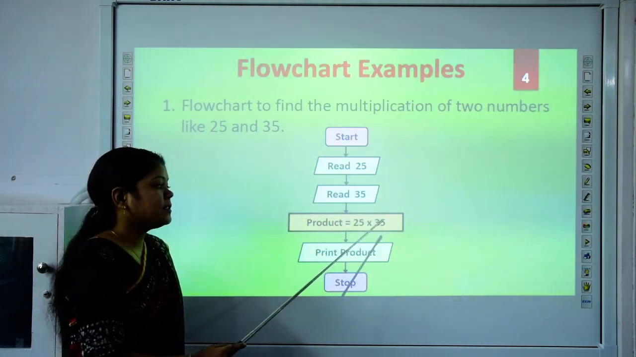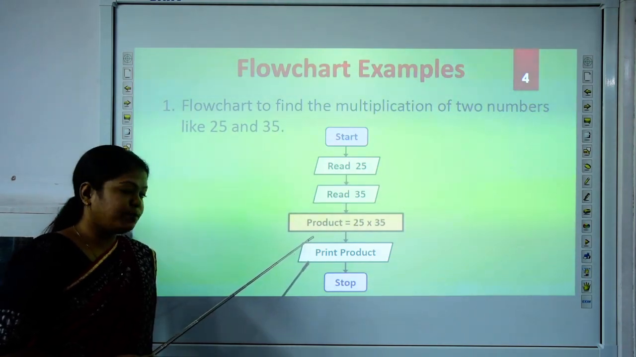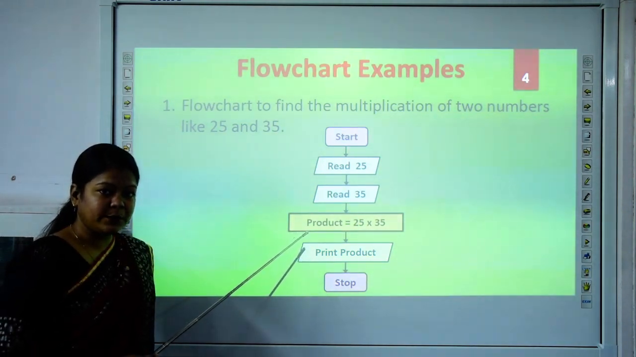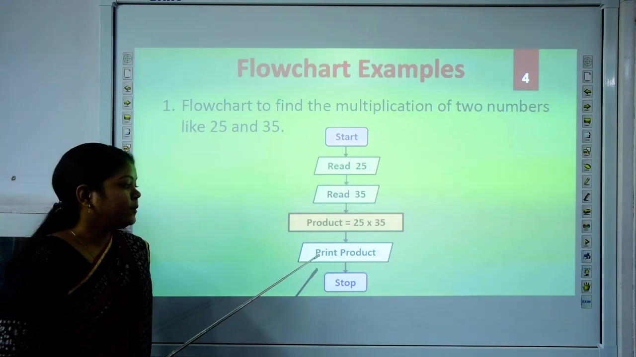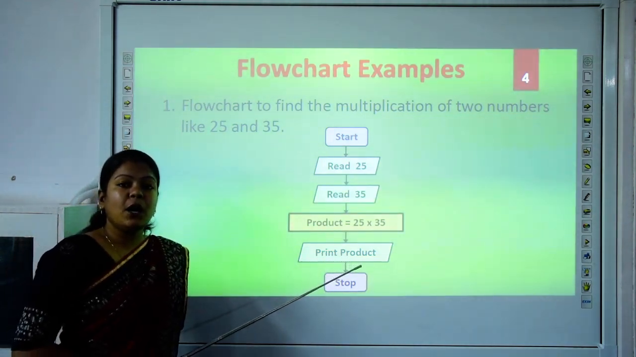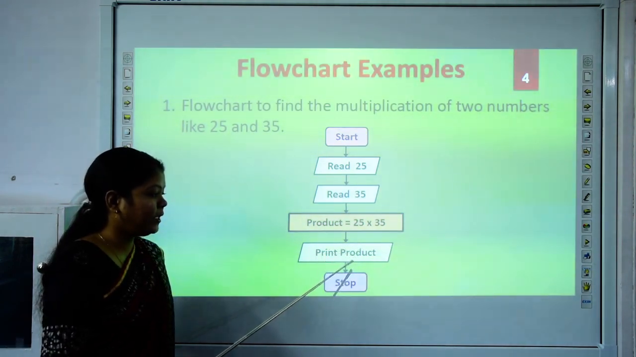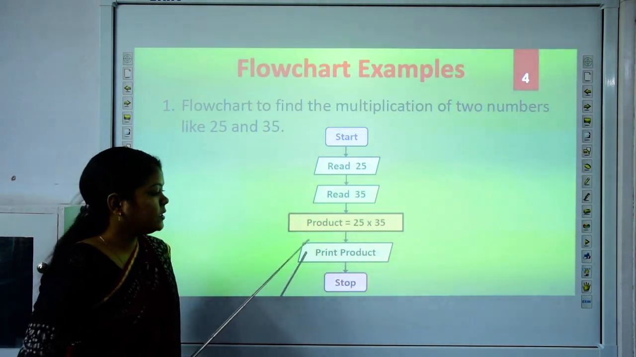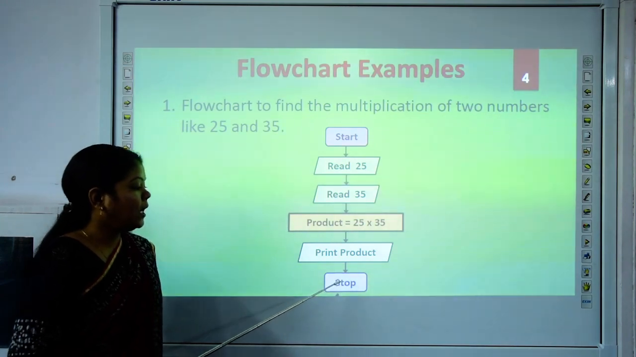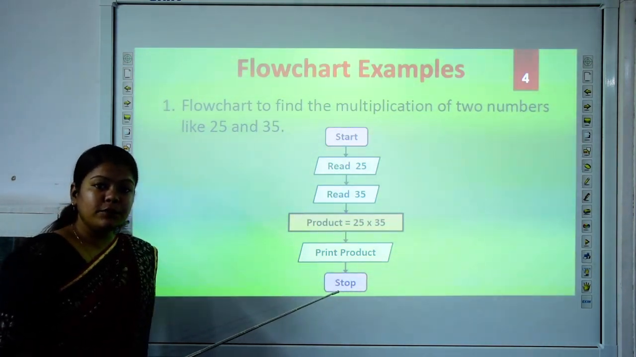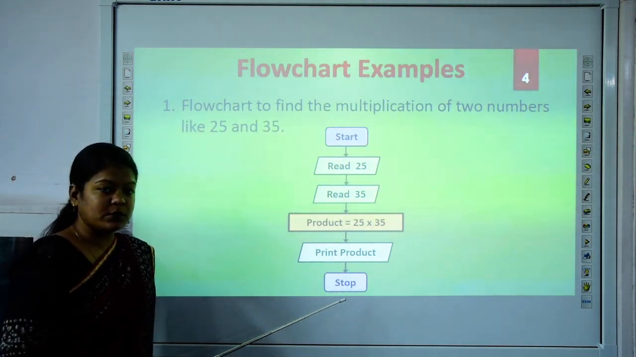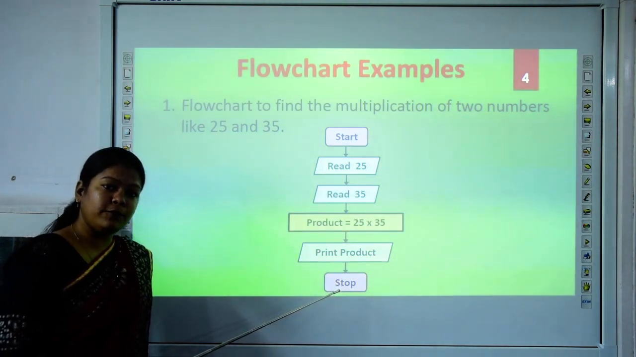Okay. This step we have to write in the process box because this is the formula of multiplication. Next, print product. Students, to print the output of the multiplication of this step, we have to write print product in the output box. This is the output box, and in the last, to end the flowchart, we have to draw the stop box. This is your stop box to end the flowchart.